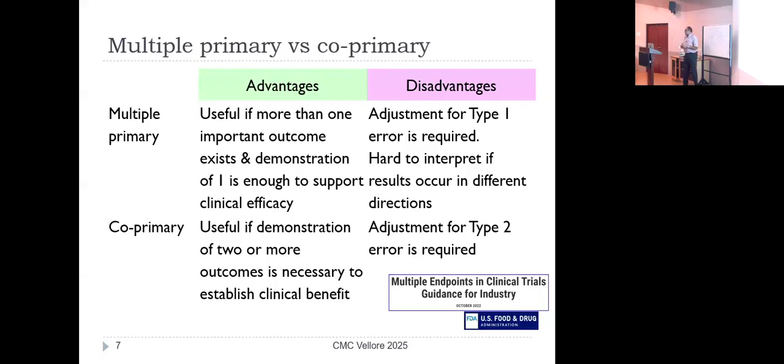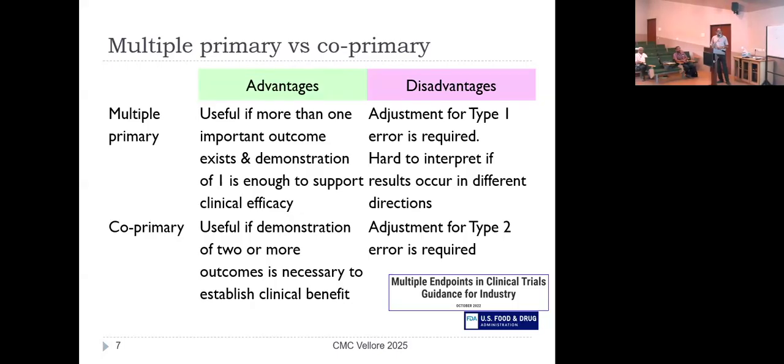A little bit more complicated. And this is because people want to have their cake and eat it too. They want to test everything, but they don't want to pay any penalty for testing everything. Okay.